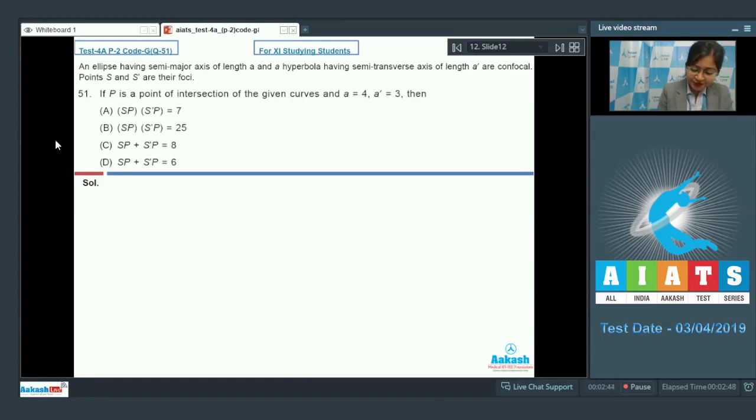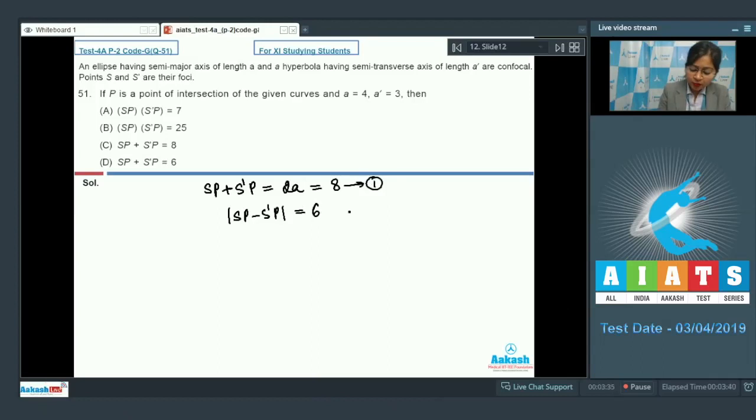Now here it has been given an ellipse whose semi-major axis is A and a hyperbola whose semi-transverse axis is A dash. It has been given that they are confocal, which means that both of their foci are the same. Now if P is a point of intersection, we can say that for the ellipse SP plus S dash P is equal to 2A, and A is given to be equal to 4, so it will be equal to 8. Also for the hyperbola we can say that modulus of SP minus S dash P is equal to 2A dash, and A dash is 3, so it will be 6.